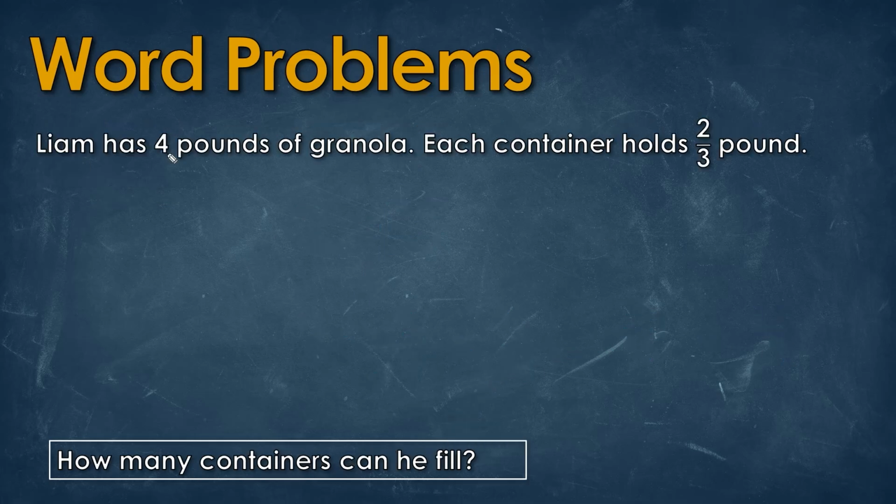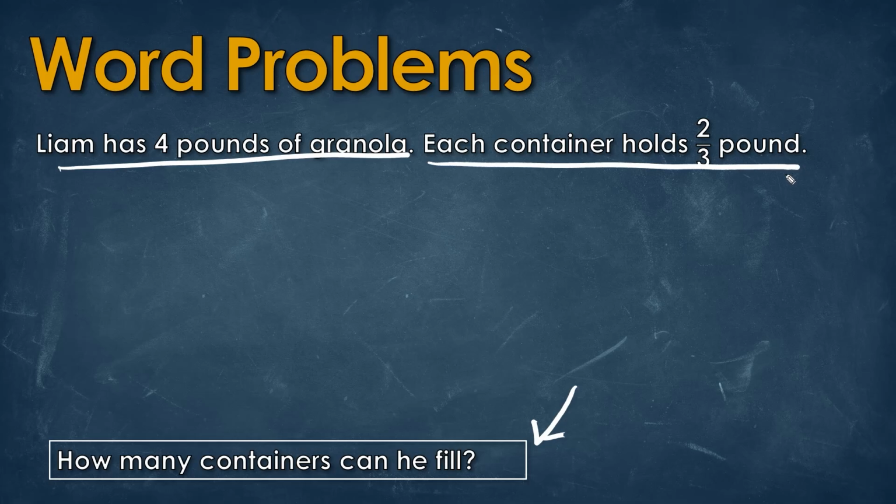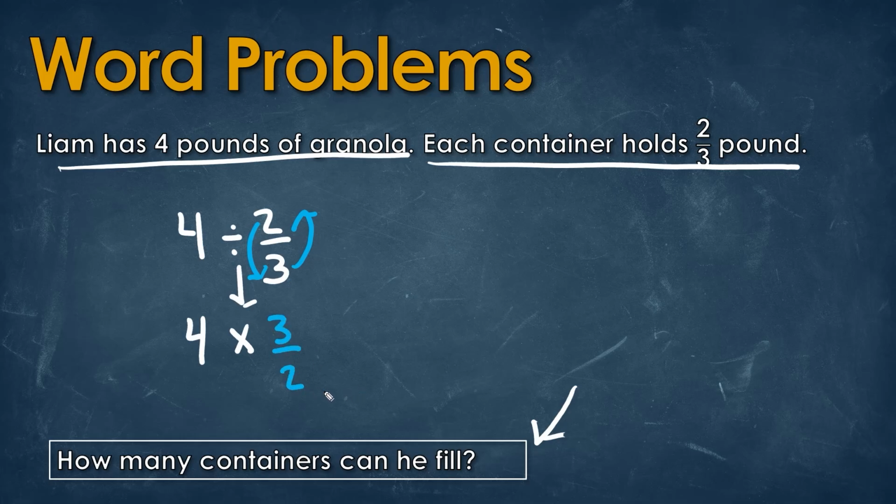For this problem, it says that Liam has 4 pounds of granola, and we're looking to figure out how many containers he can fill, because each container can hold 2 over 3 pounds. So this is going to be division, so we have 4 divided by 2 over 3. We have to change this to multiplication, so we keep that first number the same. We change this to a multiplication sign, and then we flip our 2 numbers in our fraction. So the 3 will now be on top and the 2 will be on bottom.